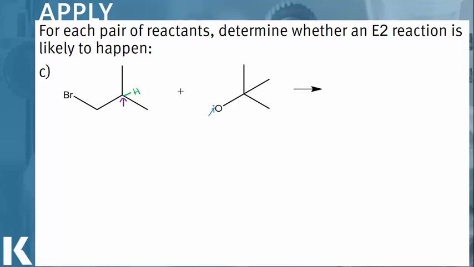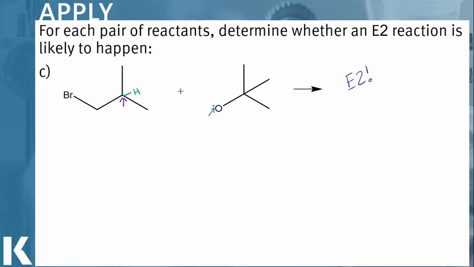We have an oxygen with a full negative charge. Remember, that's a really strong base. Oxygen doesn't like to carry a negative charge. It's super reactive, so it's a very strong base. And attached to this oxygen is a carbon with 3 methyl groups. That's big and bulky for sure. Here, since we have a strong, bulky base and a bulky substrate, this would proceed through an E2 reaction.